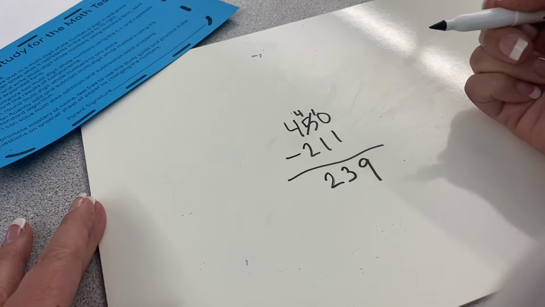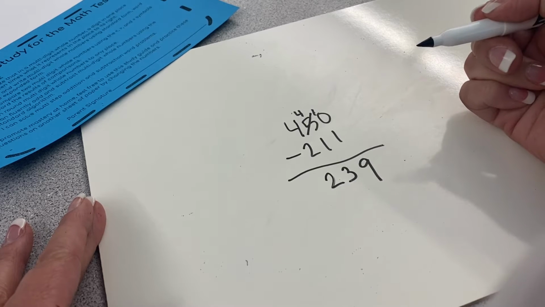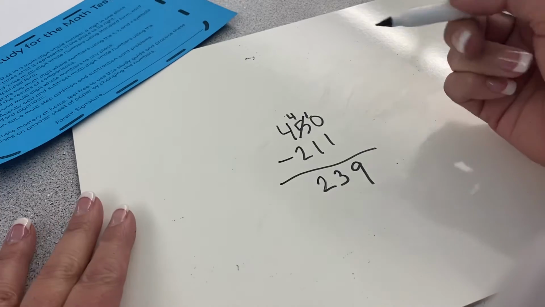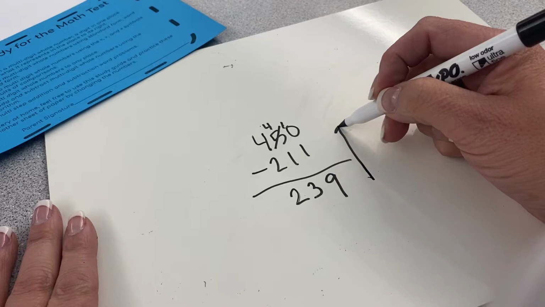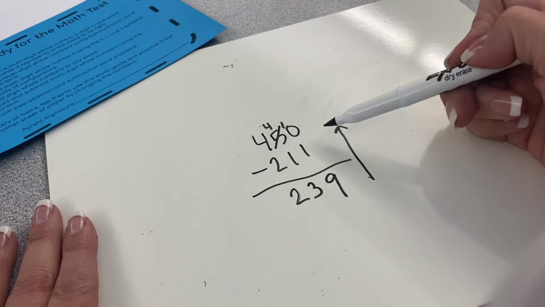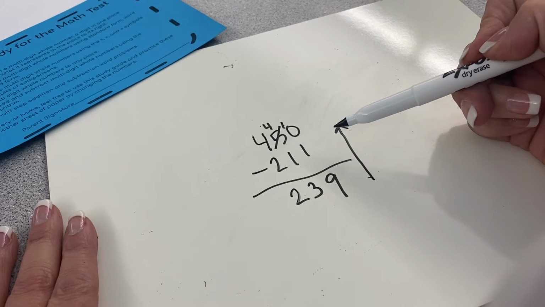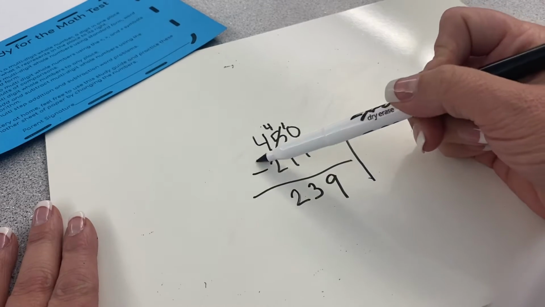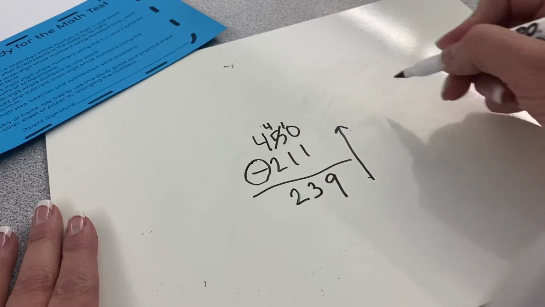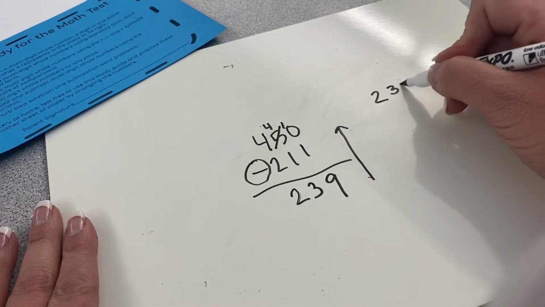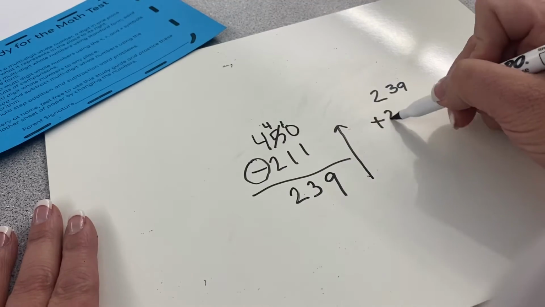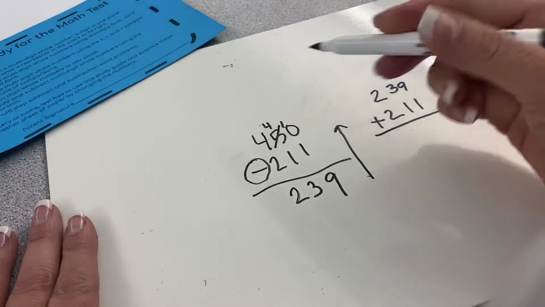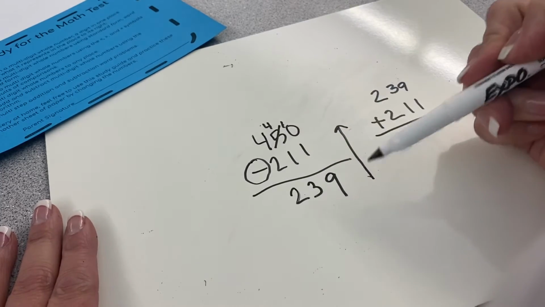I encourage my students to use inverse operation in order to check the accuracy of our work. So that means I'm going to go backwards and work my way up with the opposite, inverse operation. And that's what happens here. So that becomes 239 plus 211, and I should get 450. That would tell me I did the right thing.